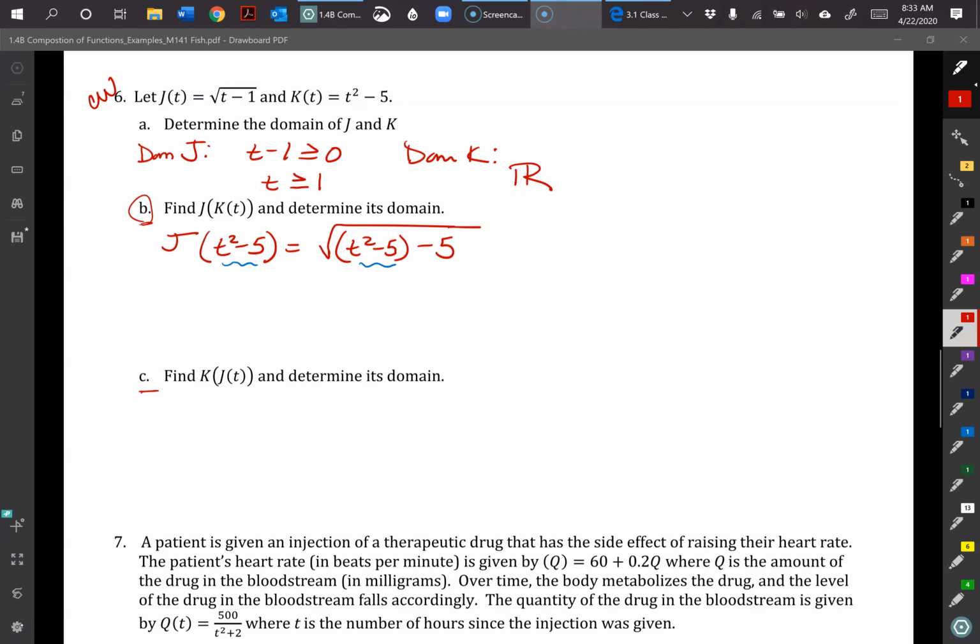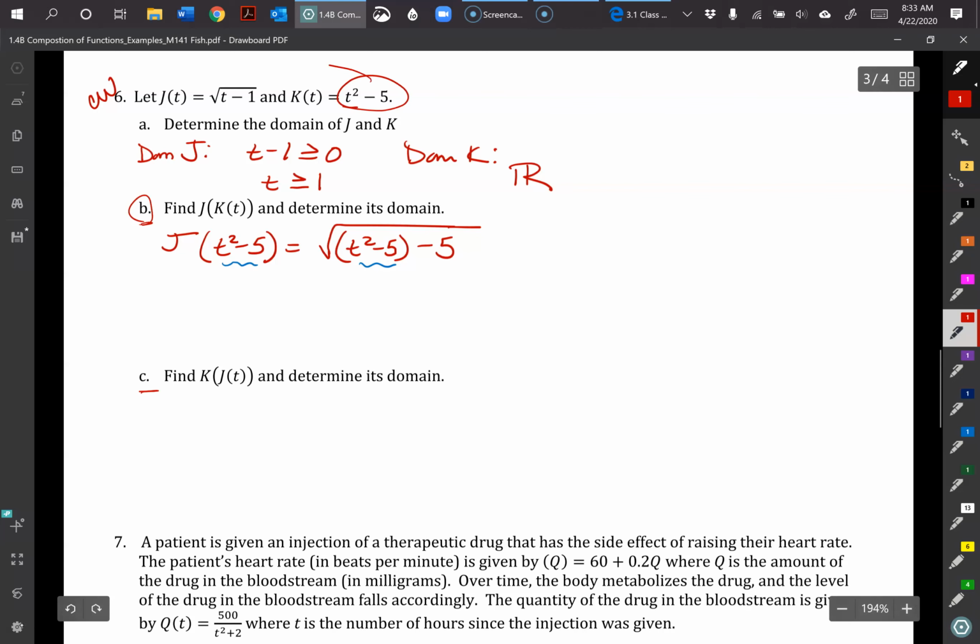Okay, so the domains on these: for J it would be T is greater than or equal to 1, and for K, it's all real numbers. It's quadratic, so hopefully you're getting used to those kinds of things. For J of K of T, we're just going to take K of T, T squared minus 5, and plop it in everywhere we see T. So it goes right in for the T under the radical. And then we have minus 5, so T squared minus 5 minus 5.